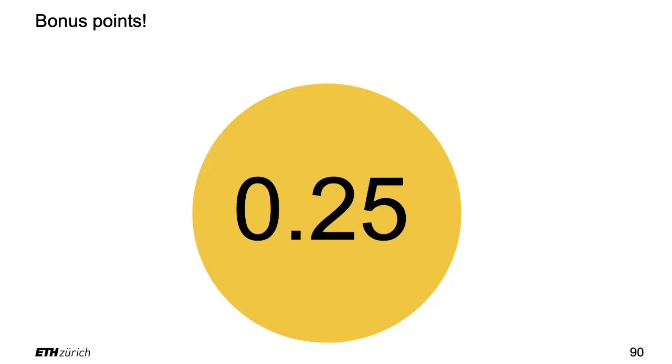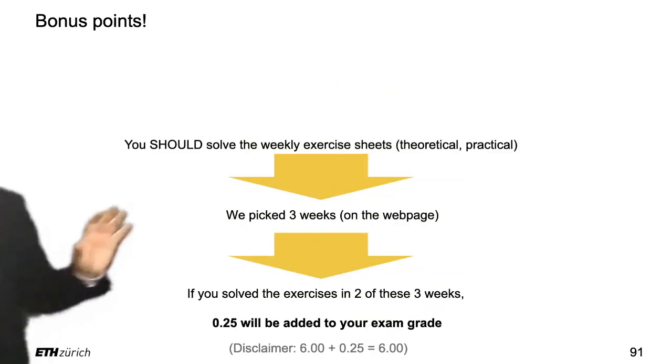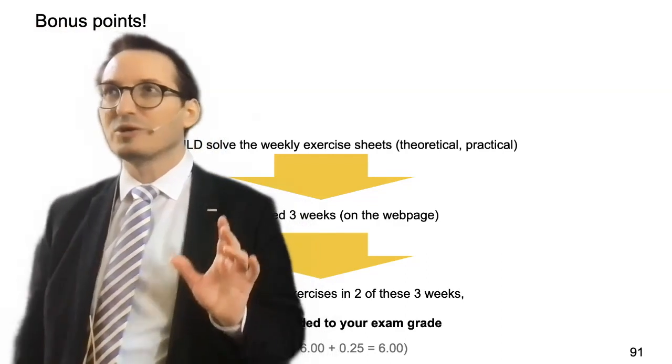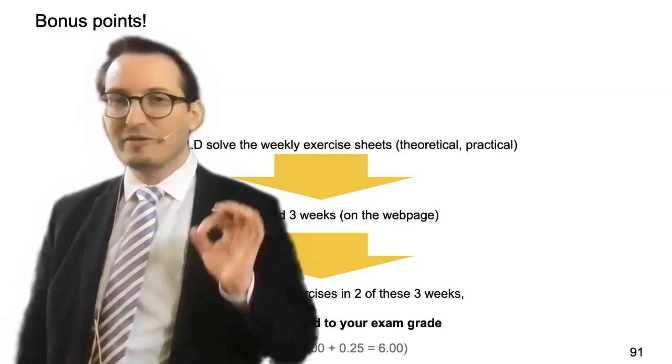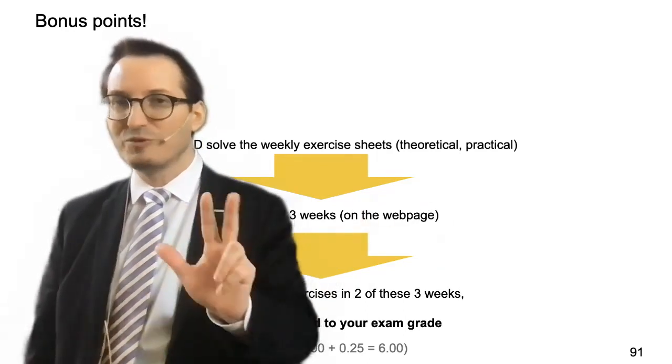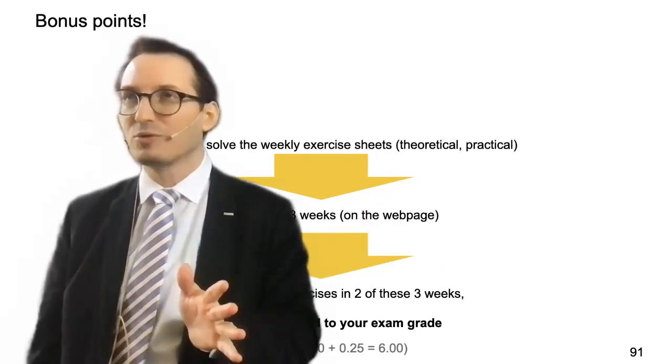Now, good news, we have bonus points. That was introduced a couple of years ago and harmonized at ETH. So you have an opportunity to get an extra quarter point for your exam. I'm going to tell you how you can get an extra quarter point for the exam. In 3 of the weeks of the semester, you're going to have a graded quiz. If you pass the graded quiz twice, meaning in 2 of the 3 weeks, then you get the full quarter point.